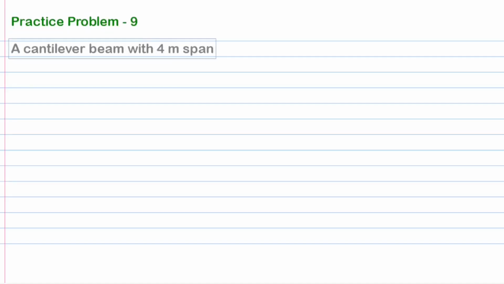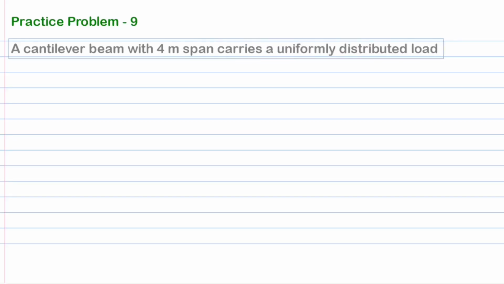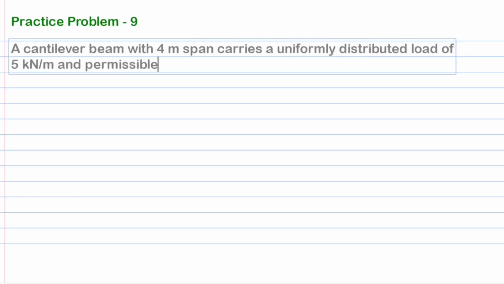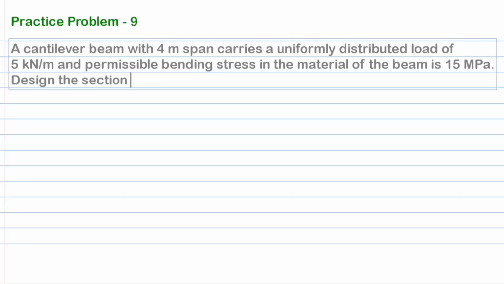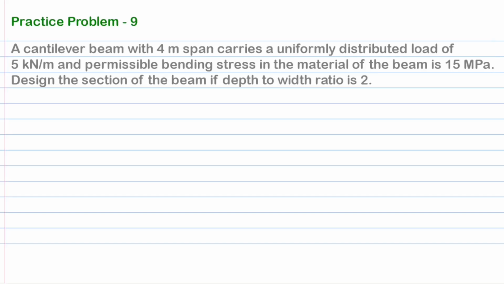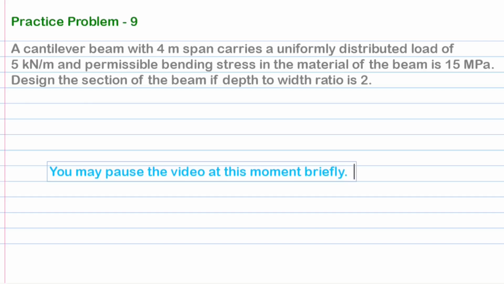Now let's continue with practice problem 9. A cantilever beam with 4 meter span carries a uniformly distributed load of 5 kN per meter and the permissible bending stress in the material of the beam is 15 megapascals. Design the section of the beam if depth to width ratio is 2. Again, you may pause the video here, solve the problem and check for the correctness of your solution by resuming the video.